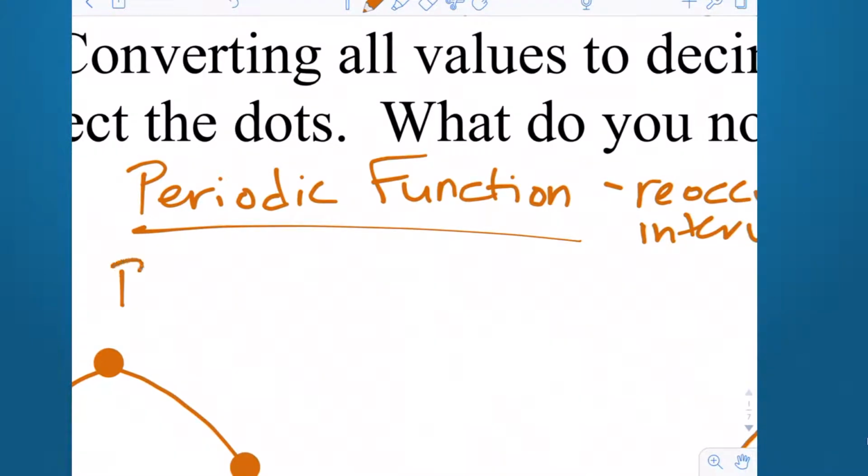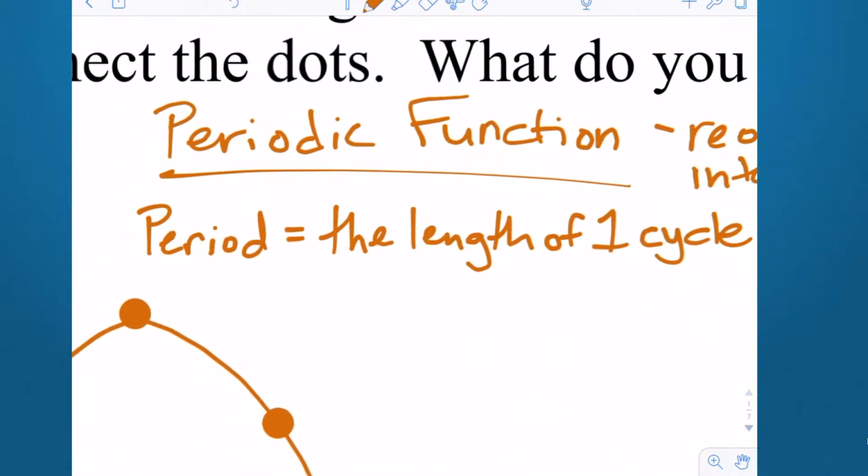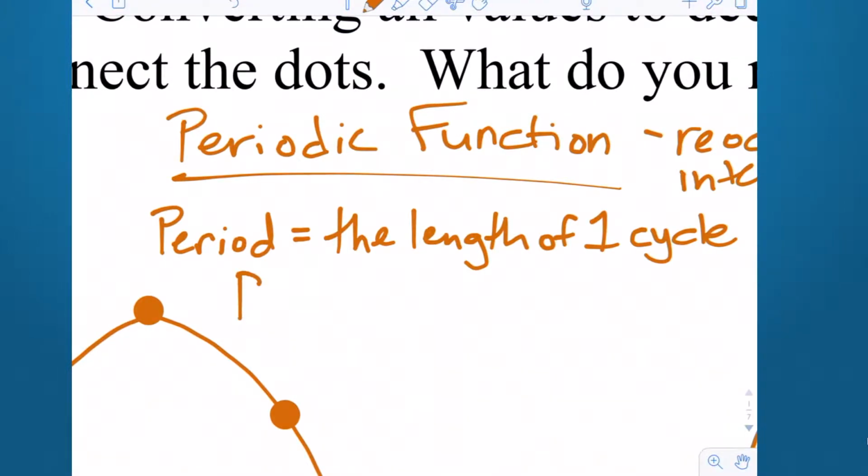We then define the period of this function to be the length of one cycle. The length of a single cycle. That is the smallest distance in time or in radians that it takes for this thing to repeat itself. So the period of International Polar Bear Day is 365 days. The period of second period is every 24 hours. What is the period then of our sine function? 2 pi. So we call the period P for period. Makes sense? And it's 2 pi radians.